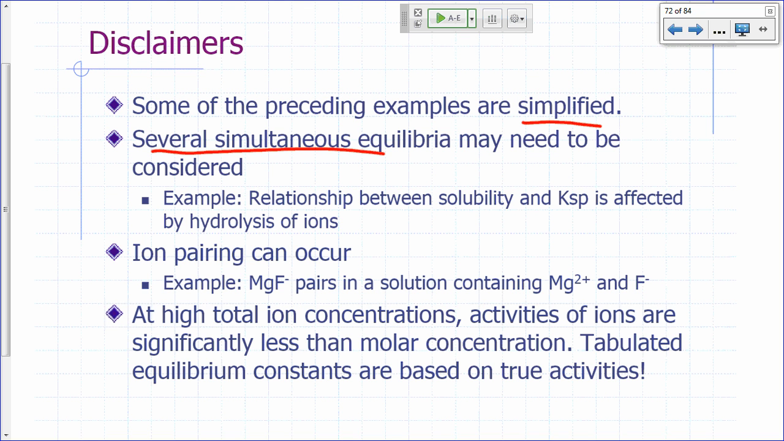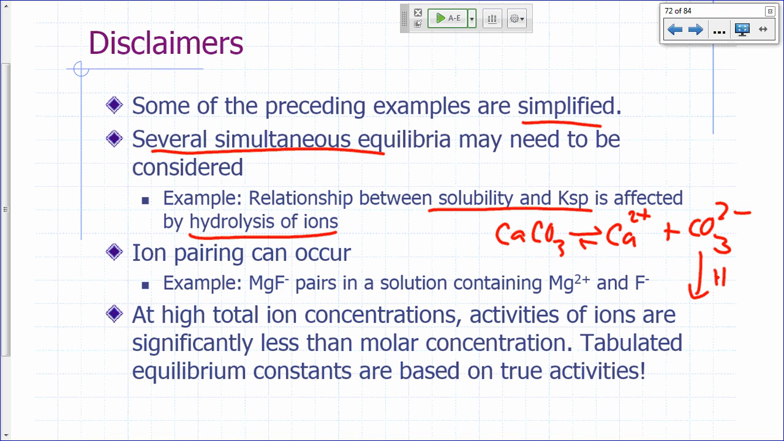For example, we talked about the relationship between solubility and KSP. We've been ignoring the hydrolysis of ions. So for example, take calcium carbonate. You have equilibrium between calcium and carbonate, but you do know that carbonate can react with water to give you HCO3 minus plus OH minus, and so far when we've been doing KSP calculations, we've just ignored any hydrolysis. Now on your test, unless otherwise told, you can make that assumption. Just focus on the reaction that you're asked to look at.